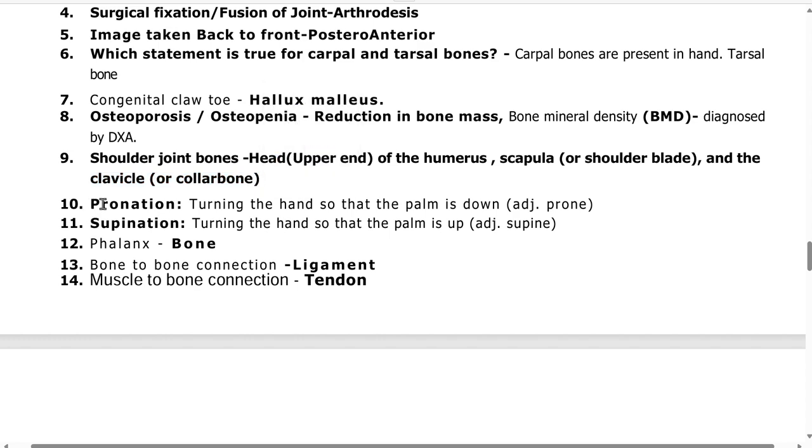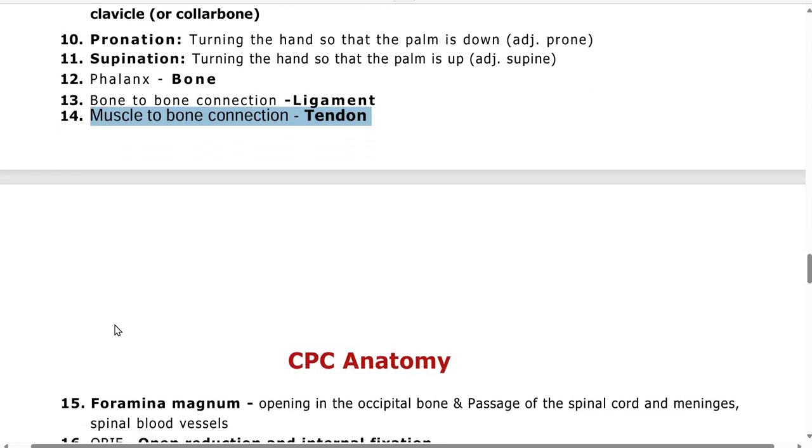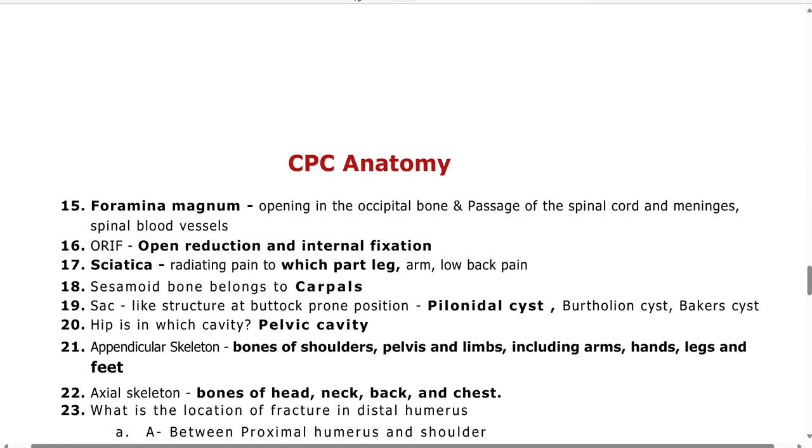10. Pronation, turning the hand so that the palm is down, adjective prone. 11. Supination, turning the hand so that the palm is up, adjective supine. 12. Phalanx, bone. 13. Bone-to-bone connection, ligament. 14. Muscle-to-bone connection, tendon.